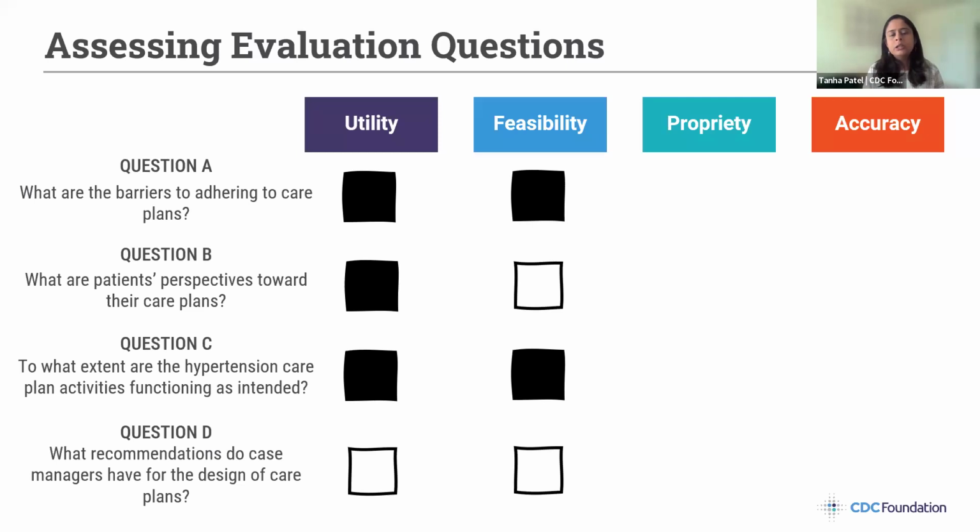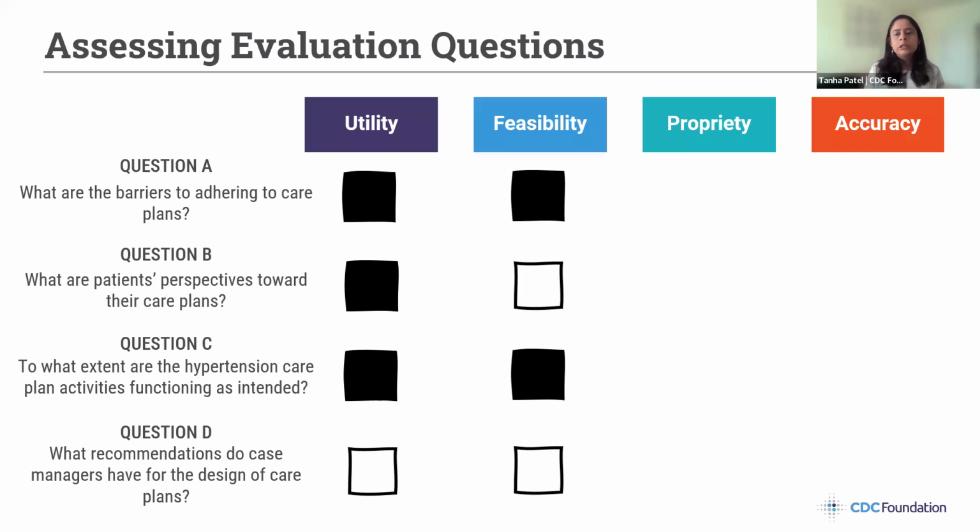Question B is not feasible because we will have to engage patients, which requires additional resources because we may have to do focus groups or interviews or reach out to them. And we may also have to get additional approvals to actually talk to the patients.